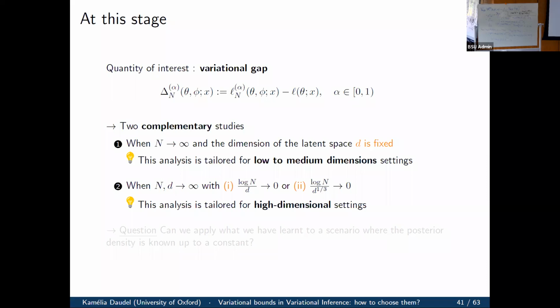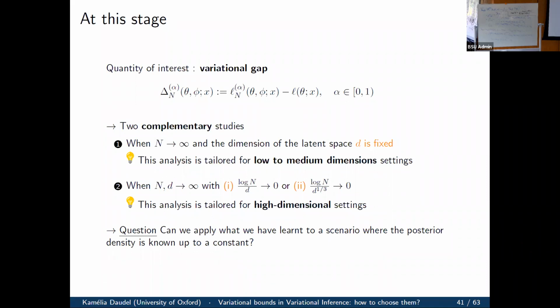And you need to be careful about this gamma alpha squared. If it goes up, it's going to mess up a little bit the asymptotical regime predicted by theorem 1. Okay. So question: can we now try to apply what we've learned to a scenario where we don't know everything, basically what we usually do in variational inference? Make sense? Any questions?